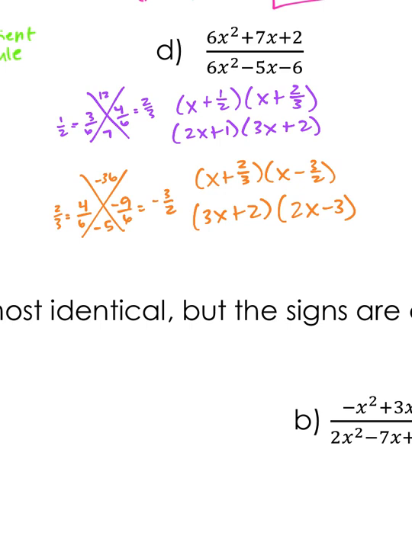So I'm going to go ahead and do my excluded values. I would set each of these equal to 0 and solve for x. In this case, my first one, x cannot equal negative 2/3. And then for this second expression, x cannot equal positive 3/2. So those are my excluded values.